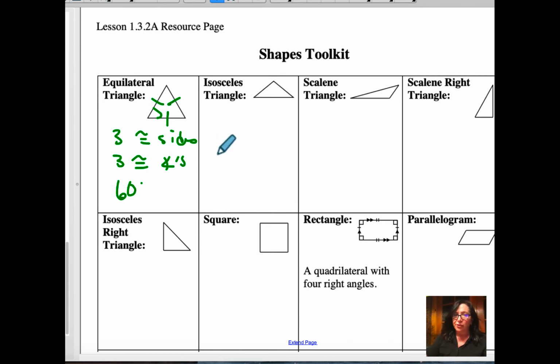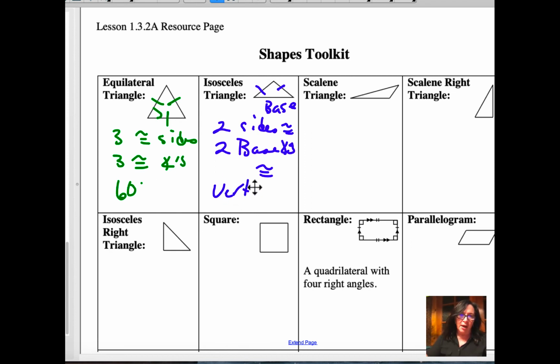Now, an isosceles triangle has 2 sides congruent. You've got a base, right? You have 2 sides congruent, and that means not only do I have 2 sides congruent, I have 2 base angles, right? Congruent. All right, and I have a vertex, right? We have a vertex, 2 base angles. That's it.